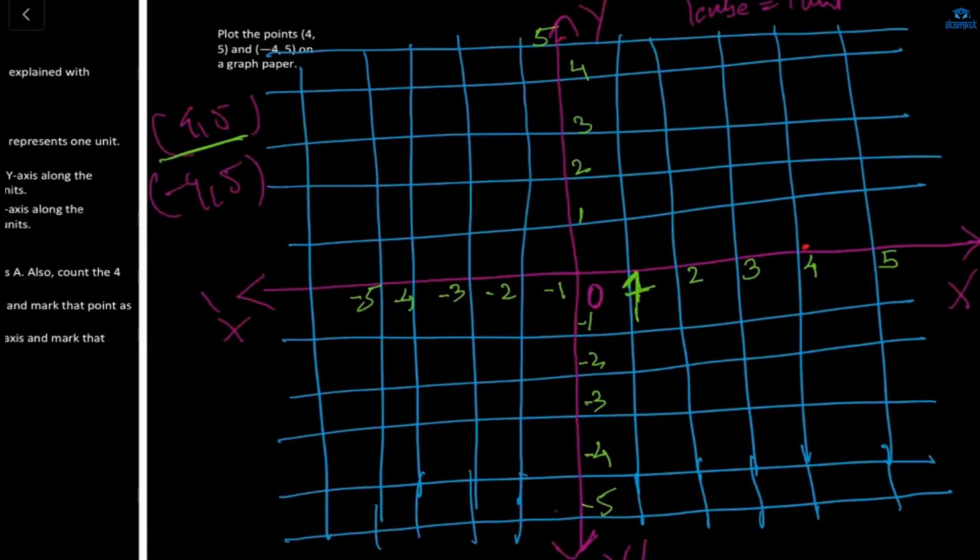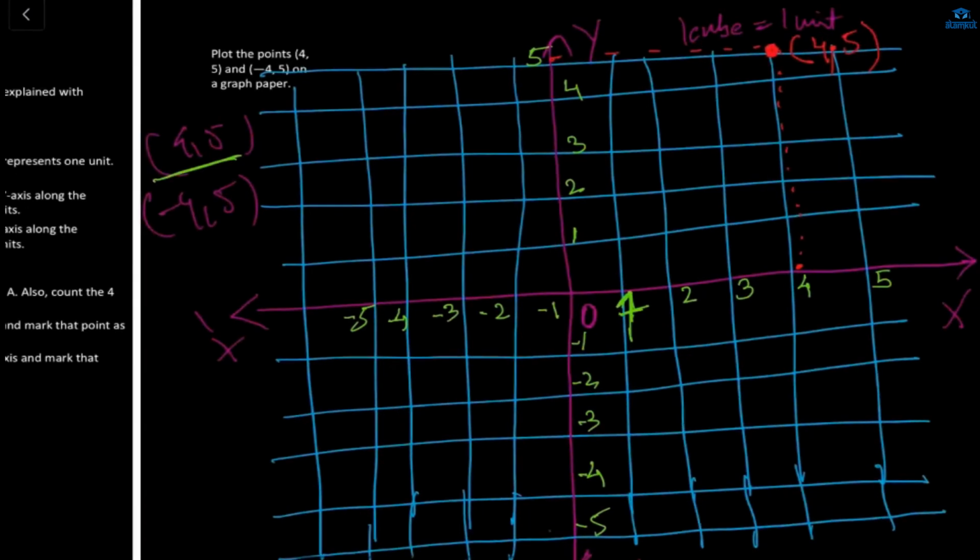Y is 5. If you see x and 5, where is it joining? This point. So this point is (4, 5). Understood? Any doubt? I have moved 4 on the x-axis and 5 on the y-axis. So here, the points are meeting at (4, 5). This point is (4, 5).